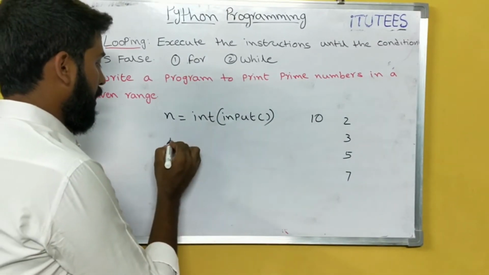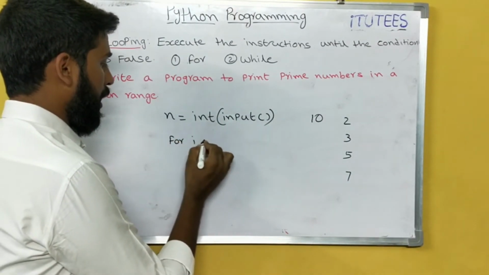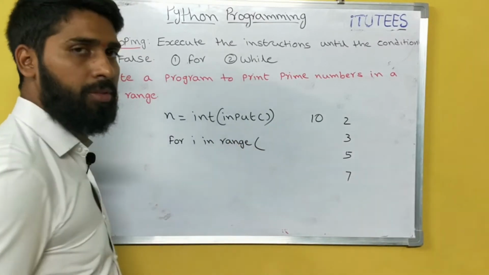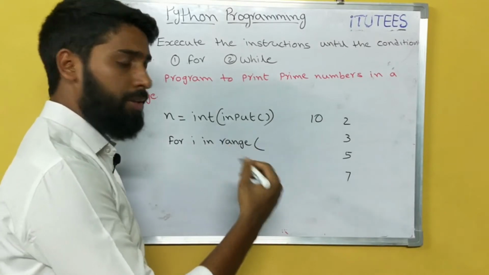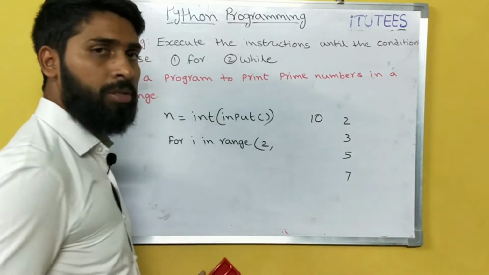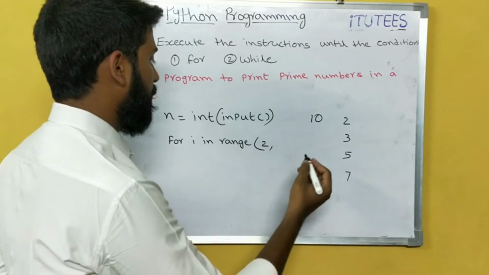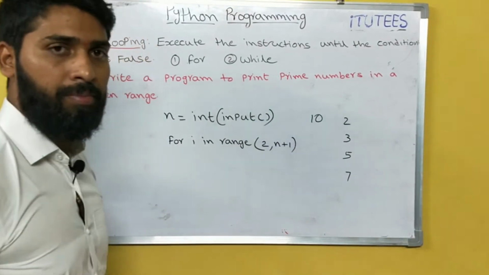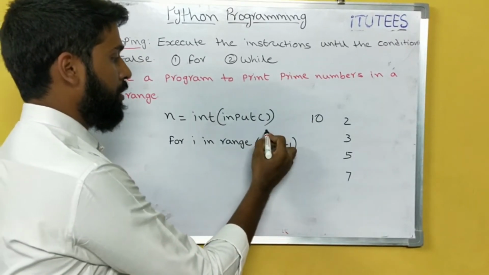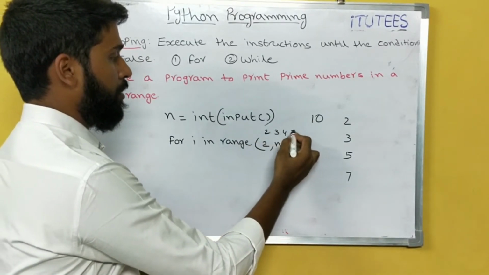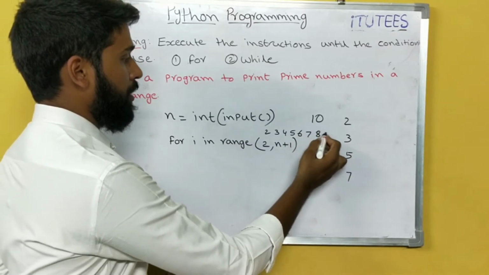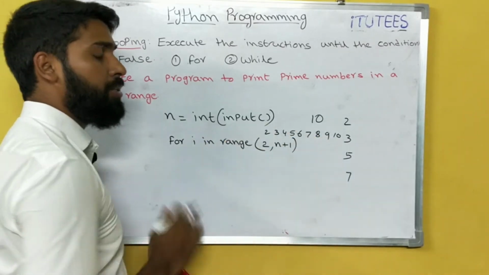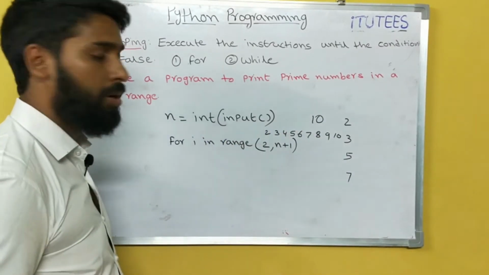After that, I run for i in range of, starting with 2. So 2 to what is the n value? Here we are taking n plus 1. Then for 10, what is the range? 2, 3, 4, 5, 6, 7, 8, 9, 10. That means we are checking whether there are prime numbers in these numbers.